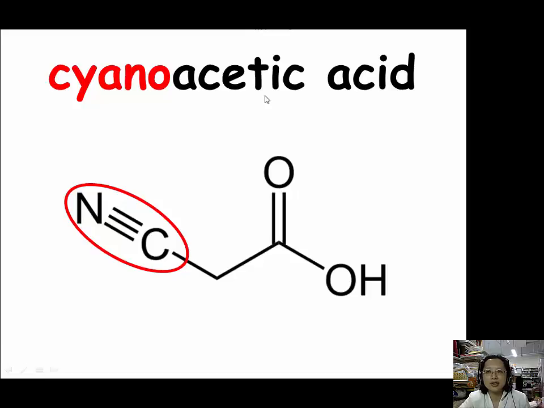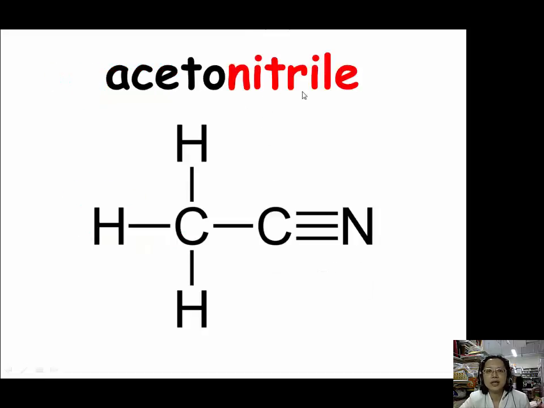This is cyanoacetic acid. And for nitrile, our example is acetonitrile. As you can see, the CN functional group is here. Acetonitrile is a colorless liquid with an odor used as an extractant, solvent, and a chemical intermediate. Acetonitrile is toxic because when it is digested or inhaled, one of its metabolic products is inorganic cyanide, which is toxic for us.